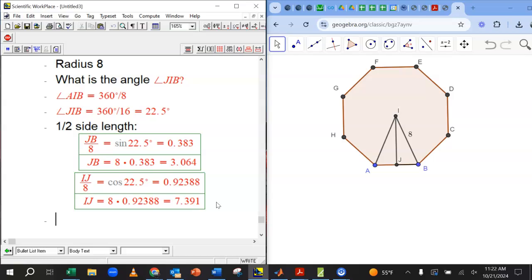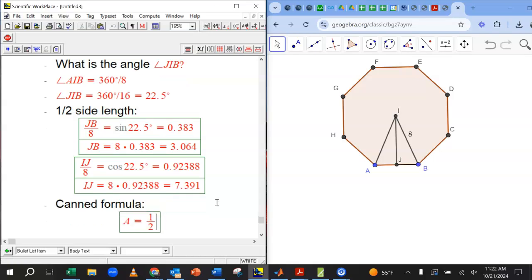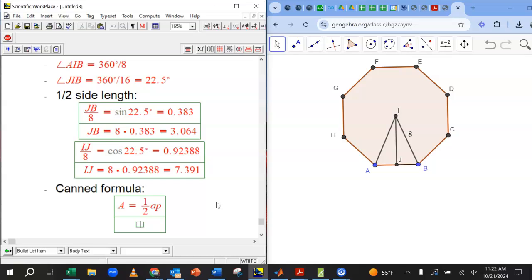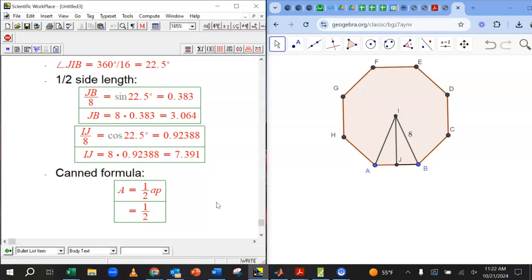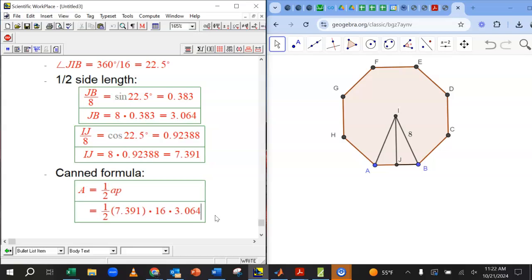So if we use the CAN formula, area is 1/2 apothem times perimeter. We got the apothem. It's just sitting in front of us. That's IJ. We still have to do a little bit of work to get the perimeter. What did we get? JB was 1/2 of one side of an octagon. And so to promote JB to be the entire perimeter, we're going to multiply by 16. So there's not an 8, but a 16. And that can be a little tricky. And then that's times the 3.064.